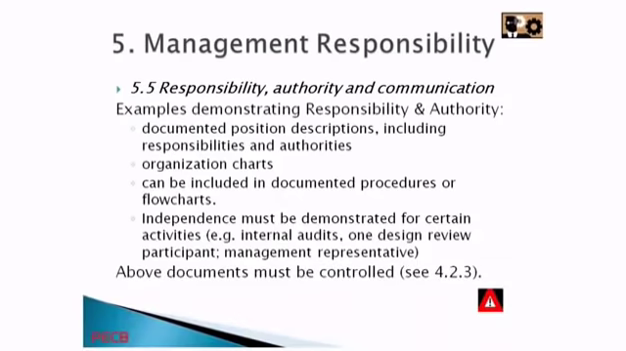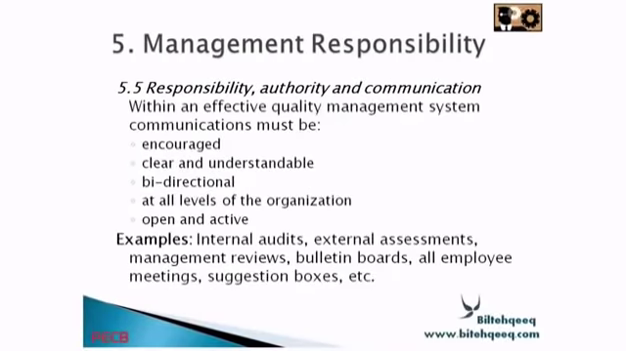So the organization has to set the responsibilities and authorities, and these should be communicated and documented, because it is the requirement of 4.2.3 that every document should be controlled. And 5.5 also states that within an effective quality management system, communication must be encouraged, clear and understandable, bi-directional at all levels of the organization, open and active. So there is a proper mechanism of communication. If you have set a responsibility and authority of any person, it must be communicated to him and also to the other concerned persons. Internal audits, external assessments, management review, bulletin board, all-employees meeting, suggestion box: these are all examples of communication channels.